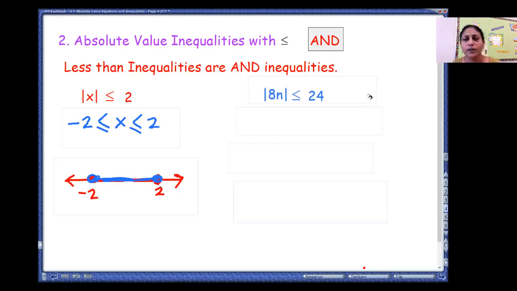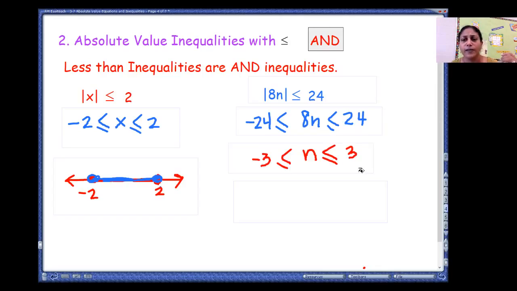Let's try another one. Here we have the absolute value of 8n is less than or equal to 24. So we can say that 8n lies between -24 and +24. And now you're going to simplify, isolating the n in the middle. Turns out that n lies between -3 and +3, which you should be able to graph. And all of these apply to less than or equal to, or just less than.